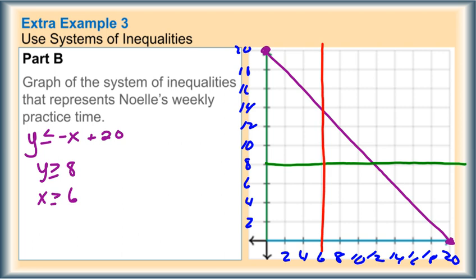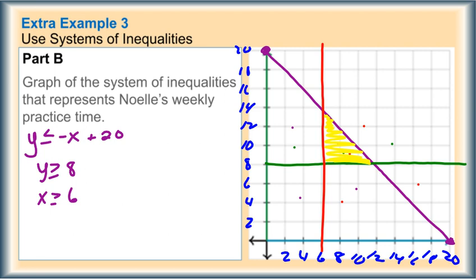So it has to be underneath the purple. So that's here, here, here, and here. It has to be above the green. So here, here, here. And then it has to be to the right of the red. Here, here, here, or here. The only one that has all three is this piece right here. So that would be our solution to that part.